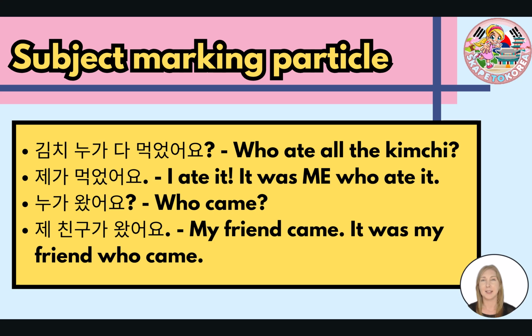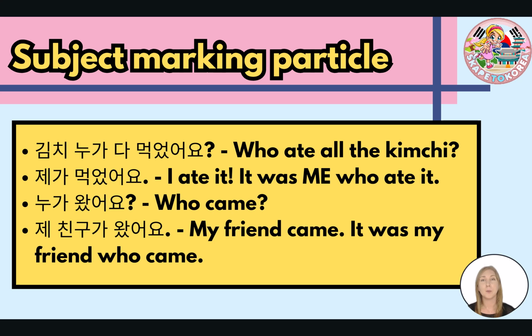In the next sentence, 누가 왔어요? Who came? 누가 왔어요? Who came? You're curious about who came, the subject. 제 친구가 왔어요. My friend came. It was my friend who came. Okay?